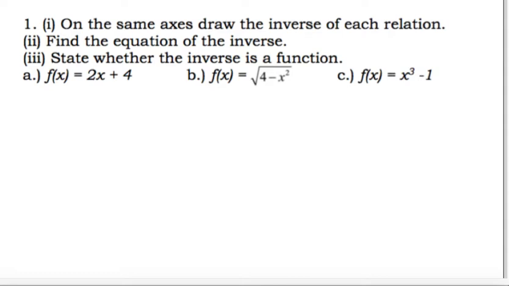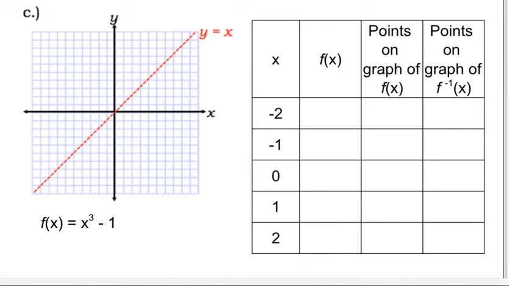Hello students, in your packet we have discussed this particular question and we have done question 1A and 1B together. So here we are going to try and work out question C. The first thing you need to do is to draw the inverse of each relation, so f(x) and its inverse. So let's see, what do you know about the graphs of a function and its inverse? We already learned that they are just mirror images of each other along the line y equals x.